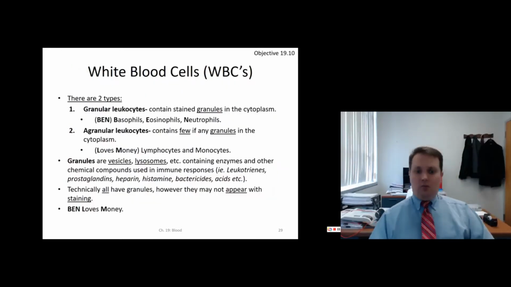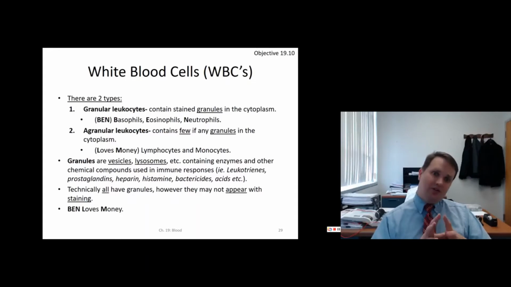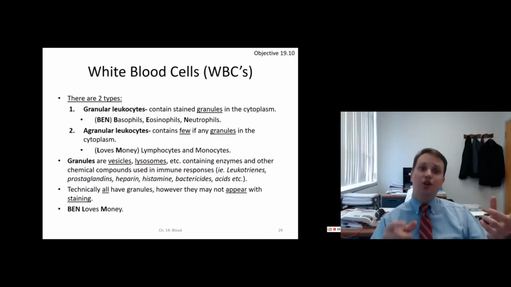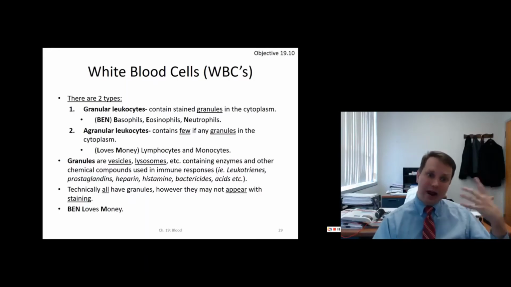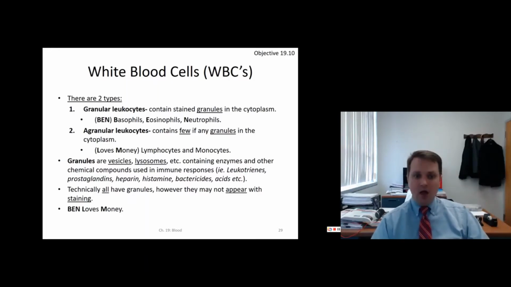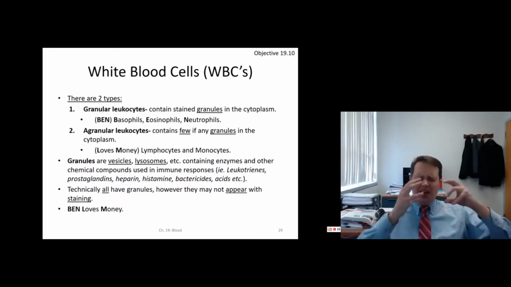Now, white blood cells. That's what we're going to do next. White blood cells, just to remember, there are two types of white blood cells out there, and they fall in two categories, the granular ones and the agranular. Now, I'm just going to say this. First off, you're like, granular? What does it mean to be granular?